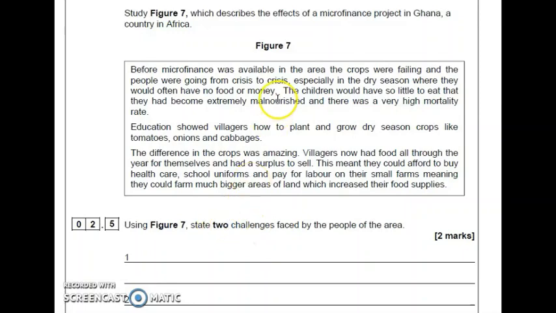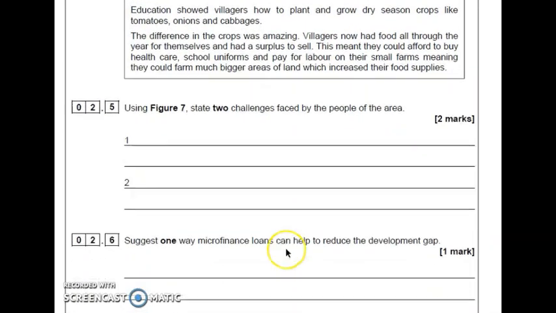What we've got to do is pick out 2 bad things, 2 challenges that are faced by the people in Ghana. So if you have a read of it, you've got the fact that crops were failing. You've got the fact there is often a dry season, probably in the summer. You've got the fact that children had very little to eat, so they often became extremely malnourished or had a poor diet. Or finally, as a result, there's very high mortality rate. So any of those 2 put here for 2 marks.